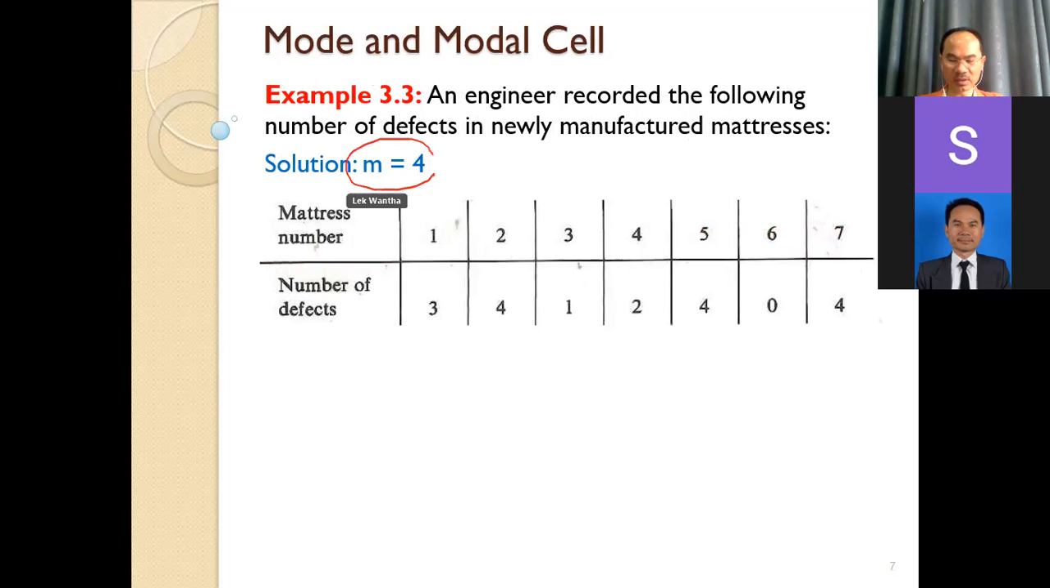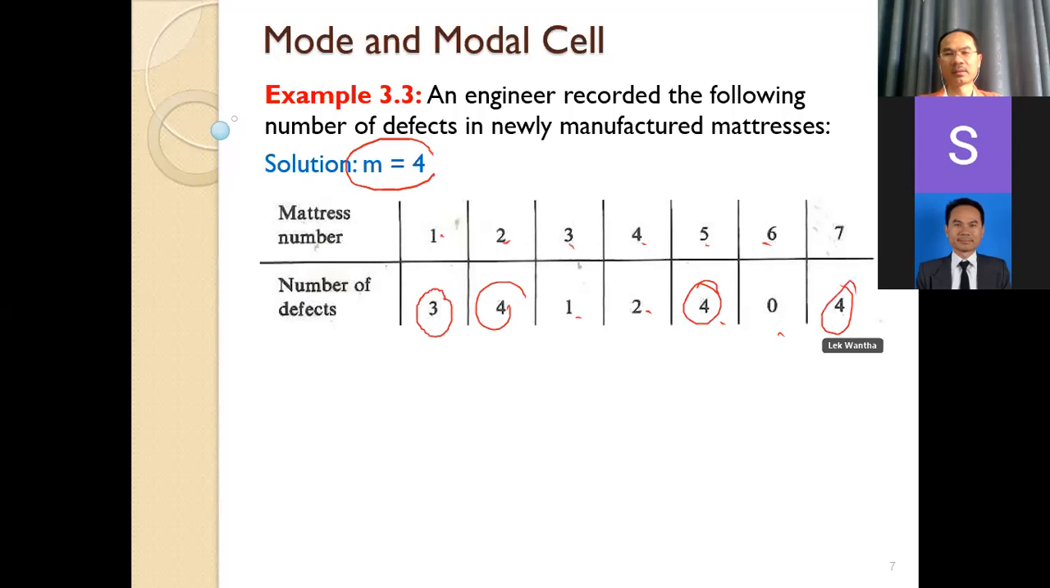Why is it 4? Because if you check the mode, it is the number with the highest frequency. The number of defects is the product that failed. Okay, we have 1, 2, 3, 4, 5, 6, 7. For 1 we have 3 defects. That's not 4 defects. 1, 2, 4, 0. What has the highest frequency is 4.